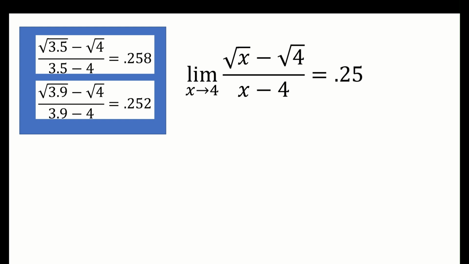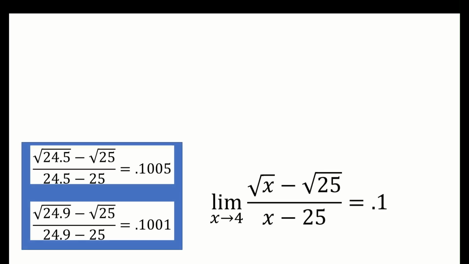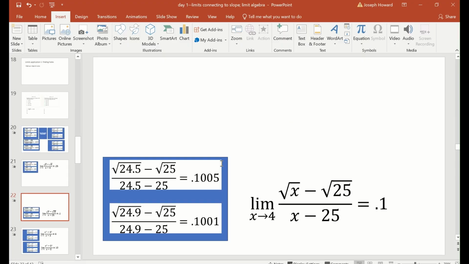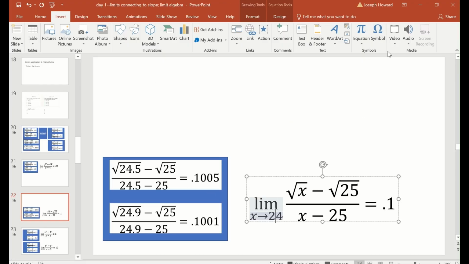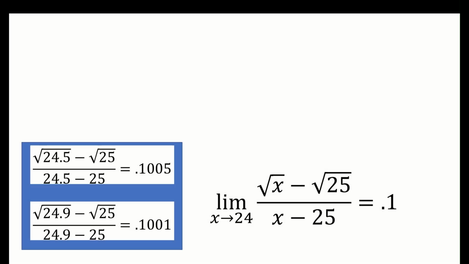And here's the other example. The limit as x approaches, that's supposed to say 24. I guess we could just fix that really quick right now because we are recording in real time here. This is x approaches 24. Okay, back to the presentation. Of square root x minus square root 25 over x minus 25. And again, we're going to just assume based on what's happening in those two calculations that this limit's getting closer to 0.1.